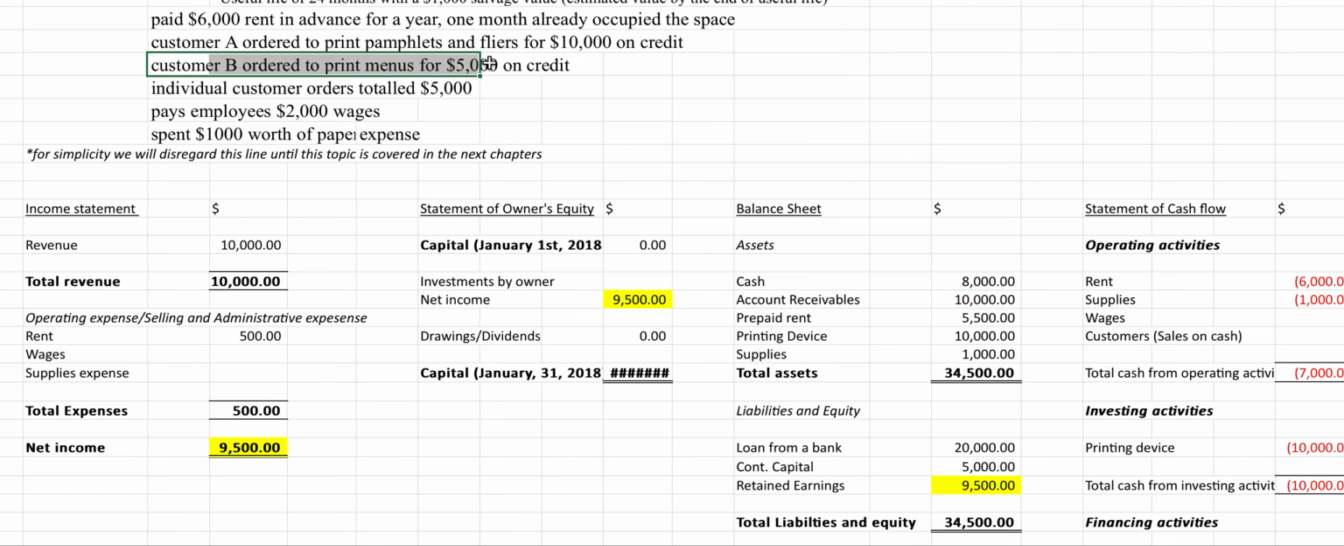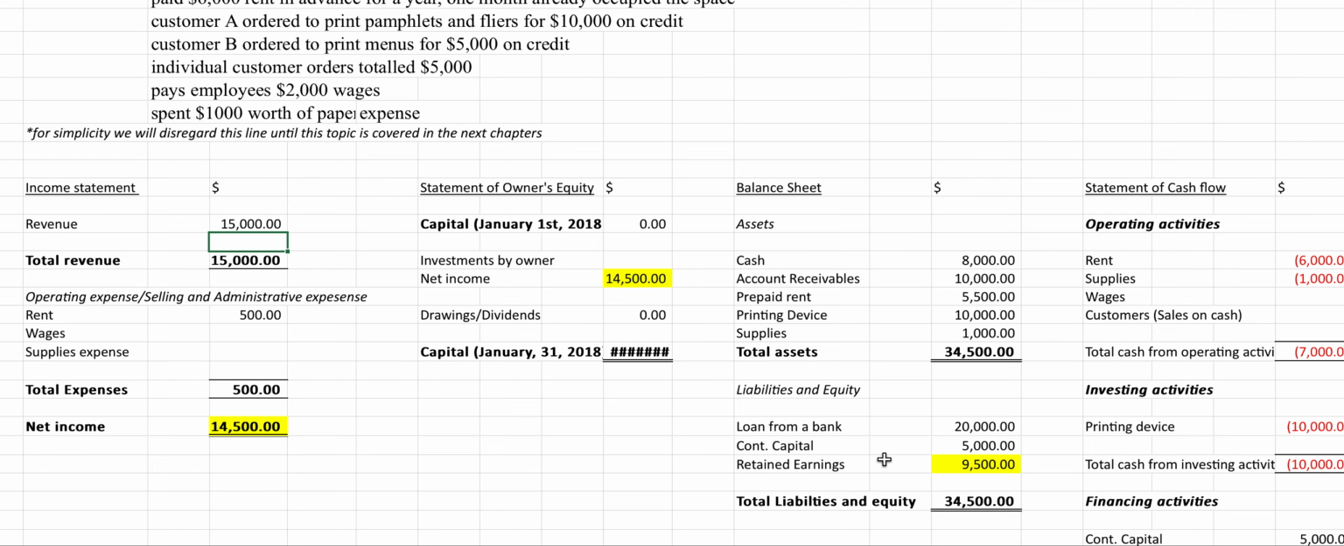The second transaction is similar to that one, except it's customer B who orders printed menus for 5,000, and it's also on credit. So here again we have an increase in revenue. We're going to record 10,000 from the first one plus 5,000 for the second transaction in revenue. Retained earnings also increase by the same 5,000, because the revenue increases the equity, in this case through retained earnings, and therefore we record it here as well.